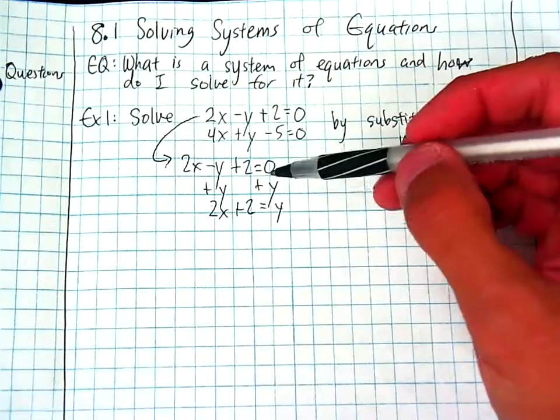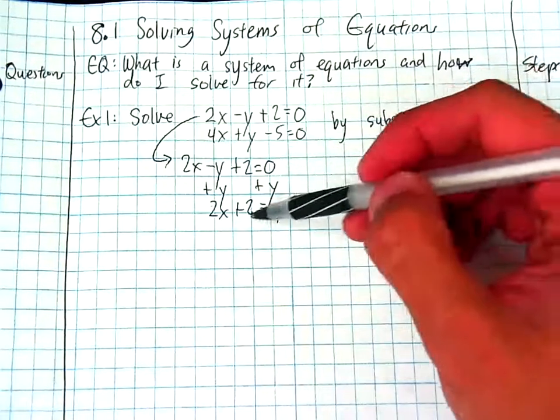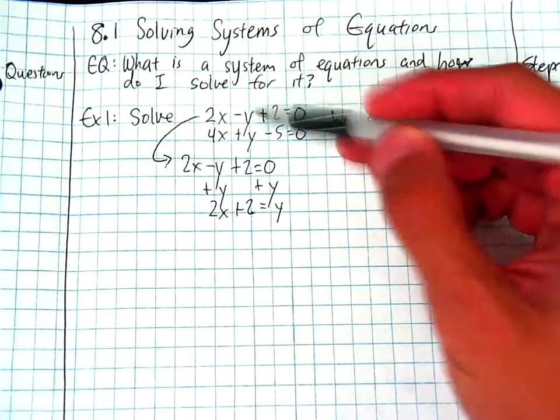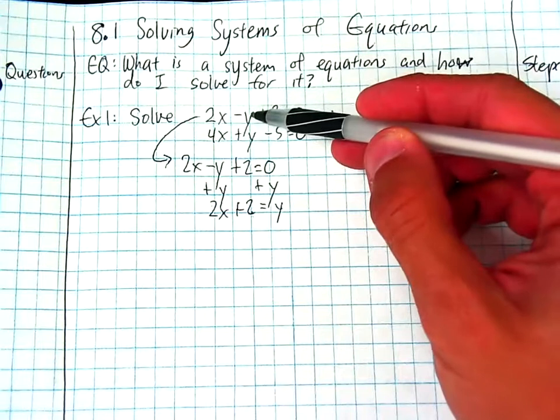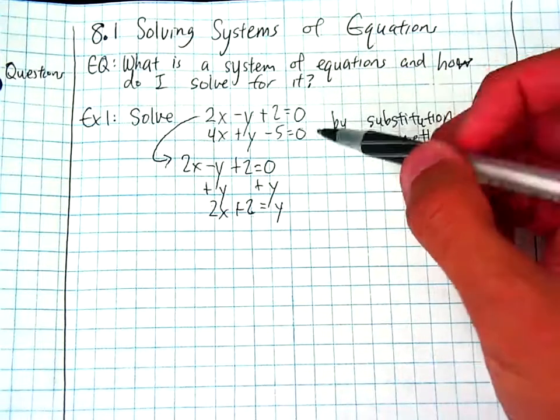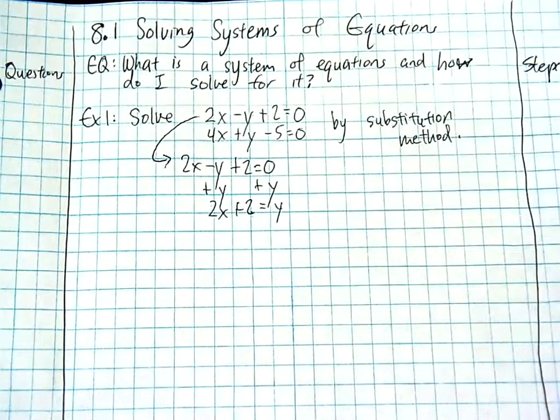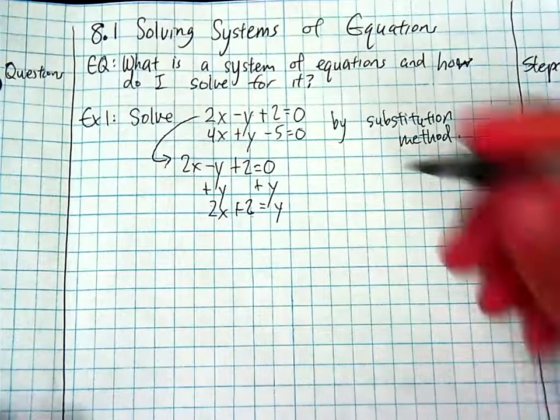Okay. Something to note, do not plug it into the original equation that you just solved for y. If I take this and plug it back in, then I will actually get 0 equals 0, which makes sense because it's the same exact line. So do not plug it into the other equation.